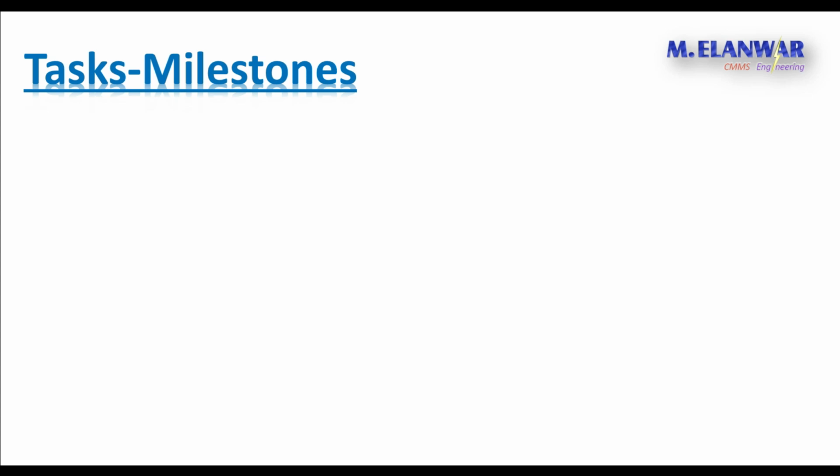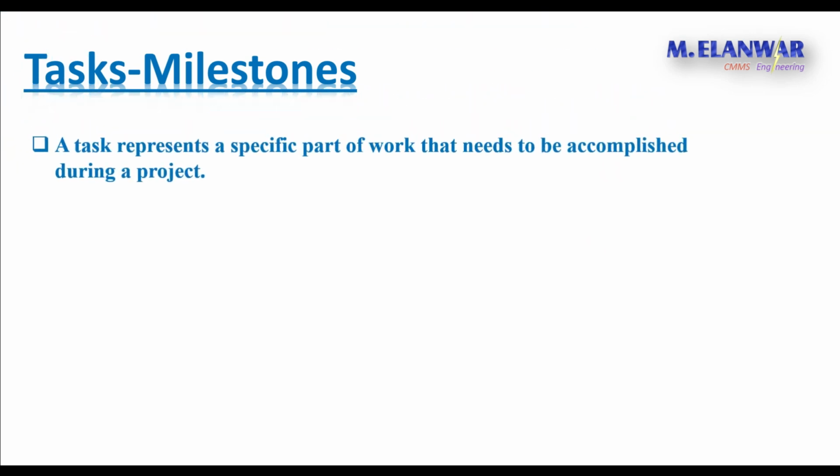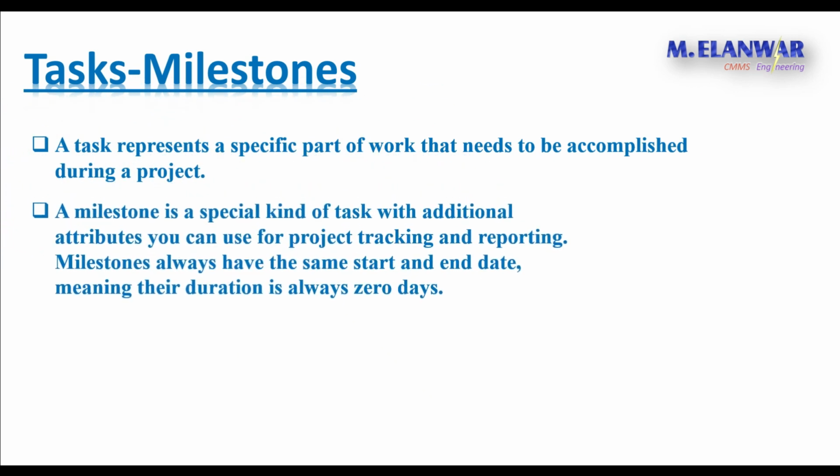In this session, we will speak about tasks and milestones. First of all, we can say the project consists of a number of tasks. If these tasks are completed, this means the project is completed. And we can define a task as representing a specific part of work that needs to be accomplished during the project. But a milestone is a special kind of task with additional attributes you can use for project tracking and reporting.